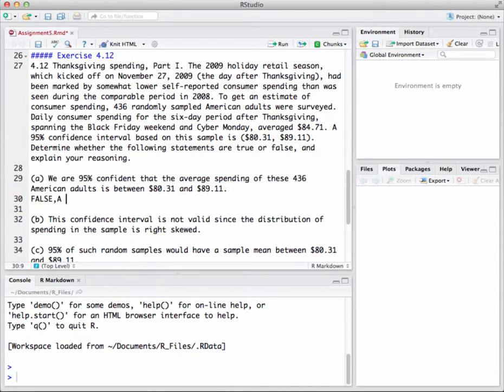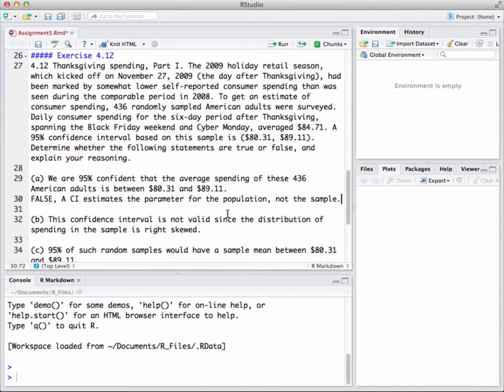So a confidence interval estimates the parameter for the population, not just for the sample size. That doesn't make any sense actually, because we don't need a confidence interval if we just want to know what the average of the sample was. We will know what that is. That's X bar, okay? So a confidence interval estimates the parameter for the population, not the sample.